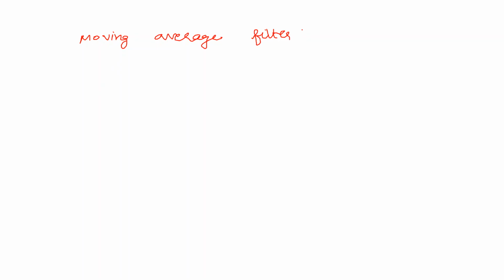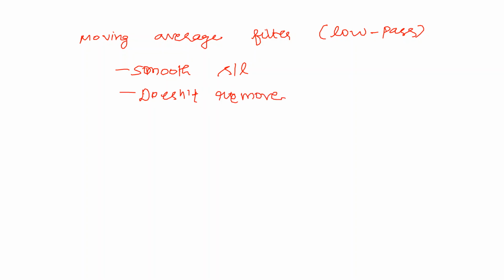Moving average filter, it is a low pass filter, and it results in a smooth signal. We already know, as I mentioned in the first introduction slide, low pass means smooth signal, high means finer edges and sharper details, right? So on applying moving average, the result would be a low pass filter, the low frequency, and it results in a smooth signal. Since it is low pass, it doesn't remove high frequencies.